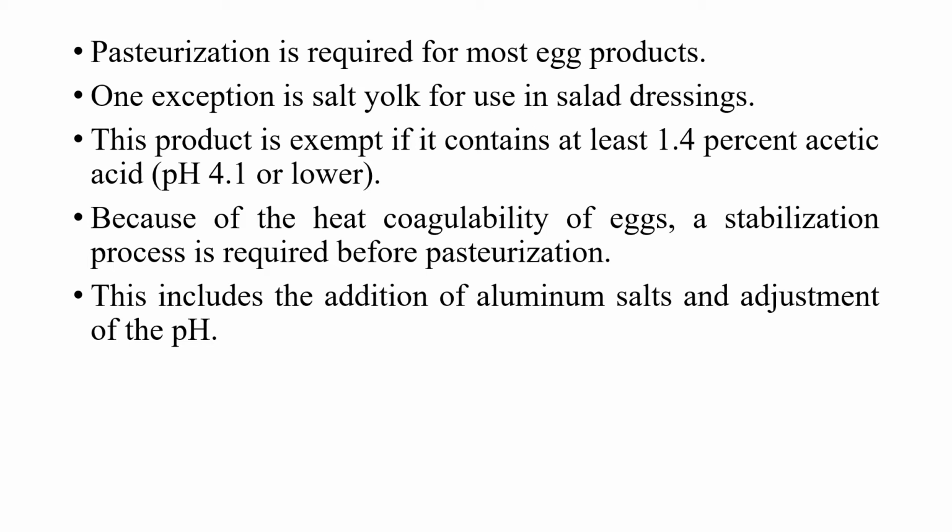And because of the heat coagulability of the egg, a stabilization process is required before pasteurization. So because of the heat coagulability, or the chance of coagulation of the egg under high heat, we require a stabilization process before the pasteurization. And it mainly includes addition of some aluminum salts and the adjustment of the pH. Hence pre-treatment must be followed before the pasteurization procedure, and this pre-treatment includes addition of the aluminum salts and also the adjustment of the pH.